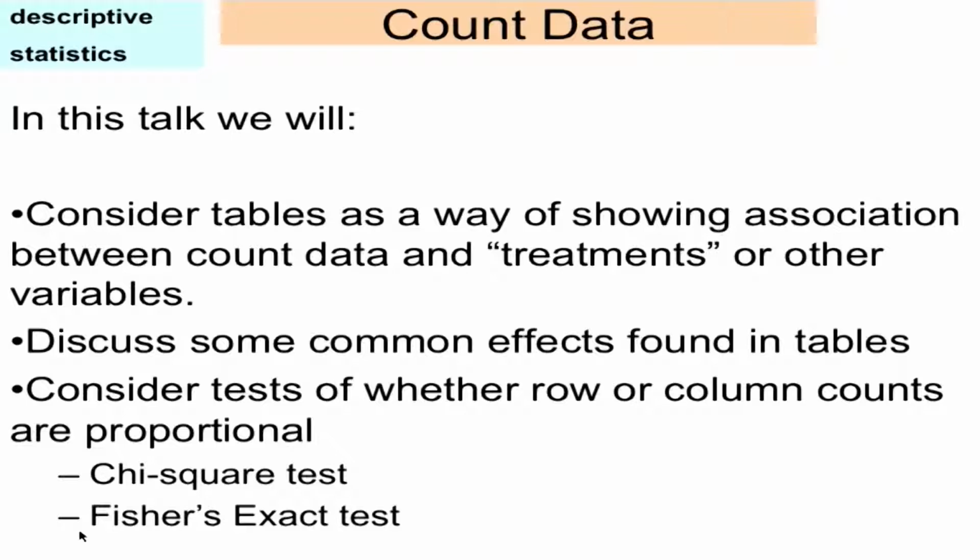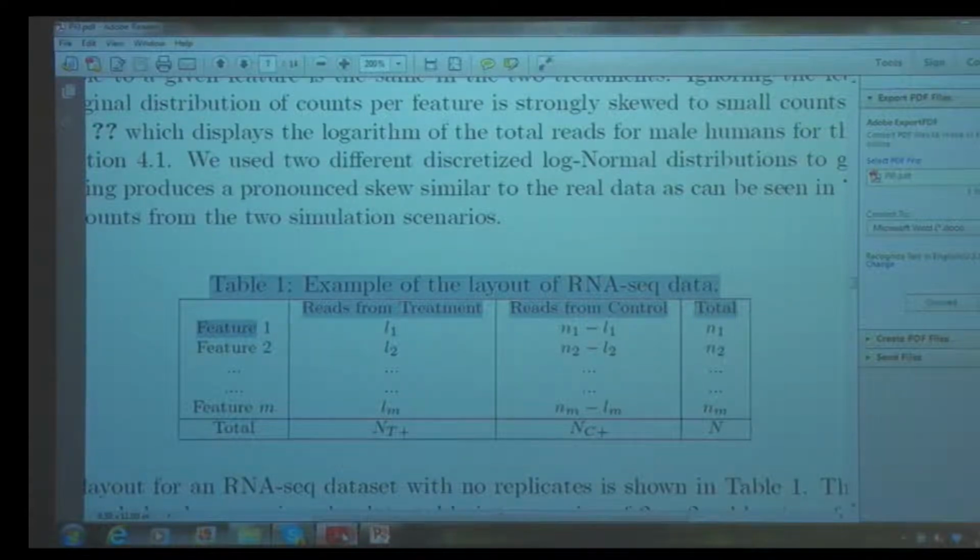So this is typically what you get from an RNA-seq type study. L1 is the number of reads from the first gene, and L2 is from the second. And this is an unreplicated study, so there's just a treatment and a control. All the other ones are in the control, and then there's this thing called the margin, which is the total number of reads for the first gene, second gene, and so on. And here we have the library size at the bottom.